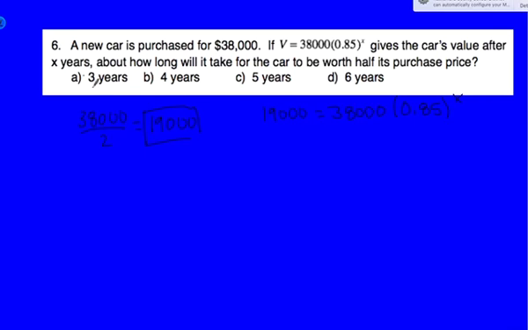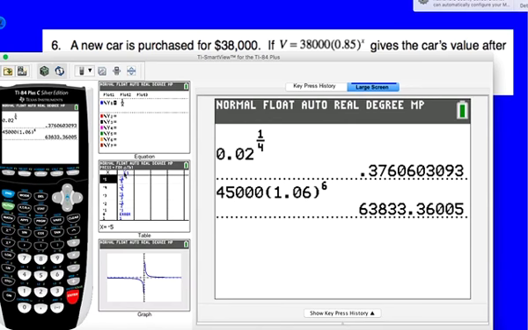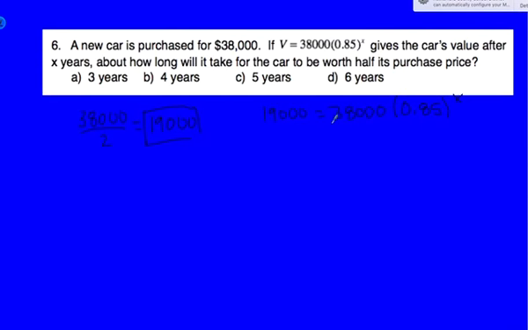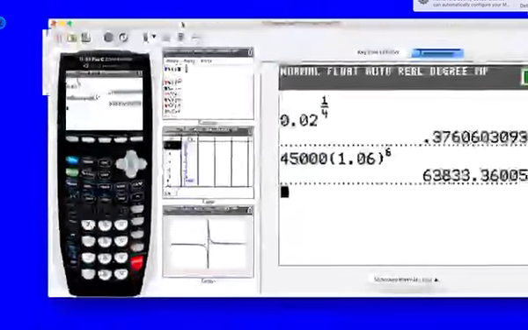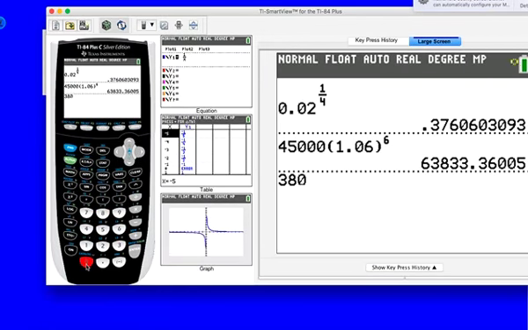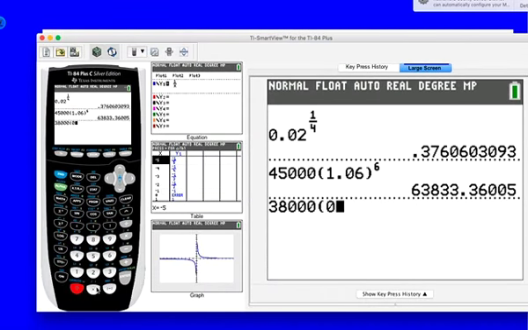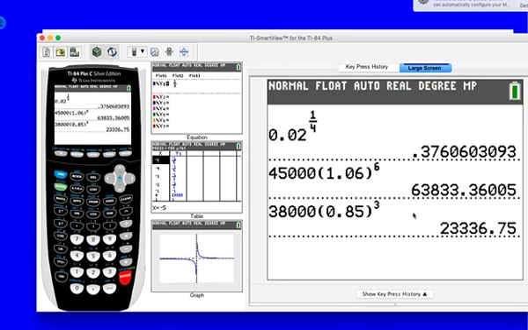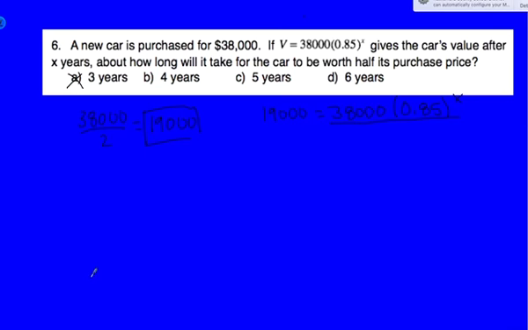So I would start with 3. So if we're going to start with 3, we're going to plug in this part into the calculator. But instead of doing x, we're going to replace it with 3. So it would look like 38,000 times 0.85 to the 3. So that gives us 23,336.75, which is not close to 19. So we'll mark out 3.